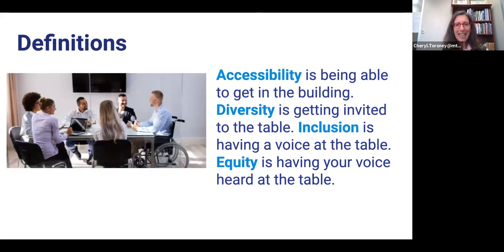Oops. And here are some definitions. You've probably seen these before. These have been used repeatedly recently to provide a picture and provide some additional context on what we are talking about. So accessibility, again, is being able to get into the building. Diversity is being invited to the table. Inclusion is having a voice, and equity is having your voice heard. If you can't get into the building, you can't have your voice heard, right? For sure.